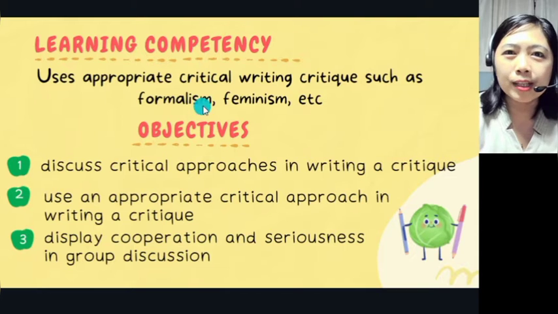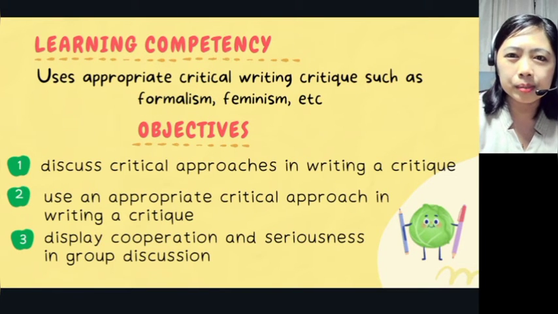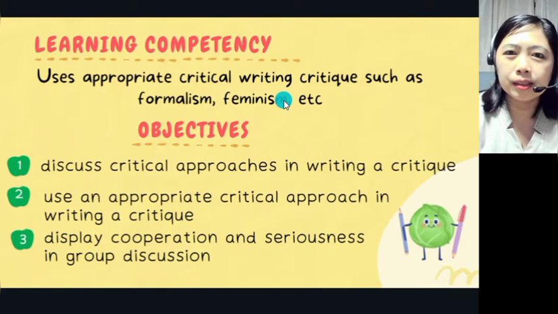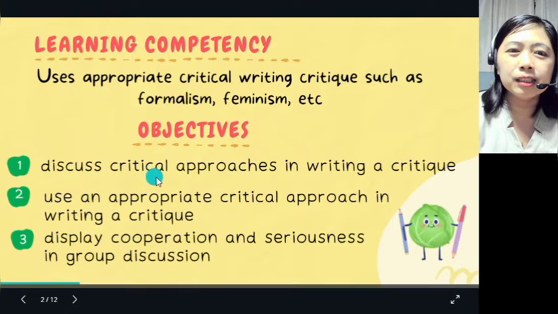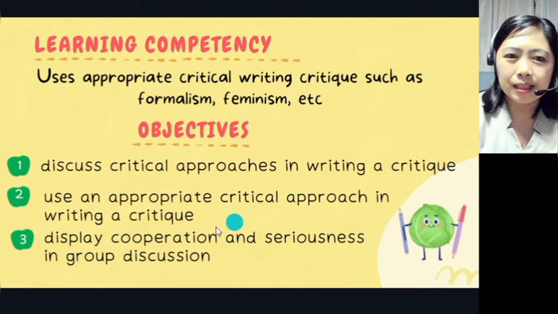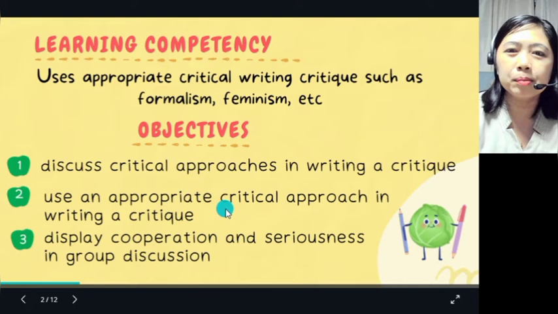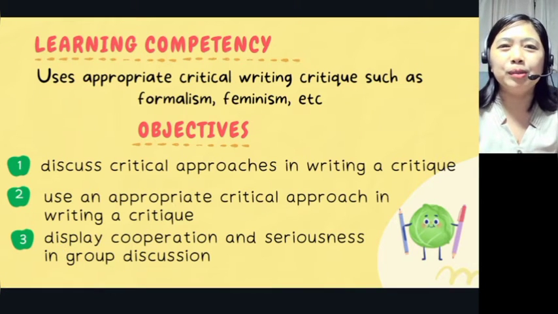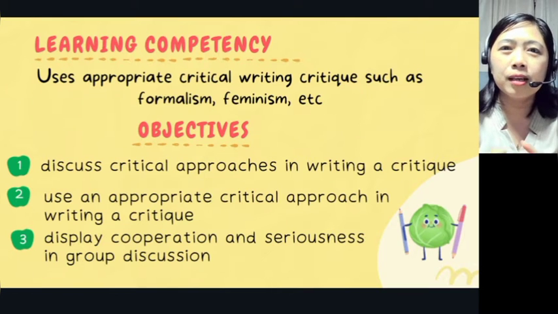Before that, we have here our learning competency. It states: uses appropriate critical writing critique such as formalism, feminism, and others. Our objectives: discuss critical approaches in writing a critique; use an appropriate critical approach in writing a critique; display cooperation and seriousness in group discussion. Maybe the third objective is for real discussion in your classroom setting. So this time, I'll just provide the theory.